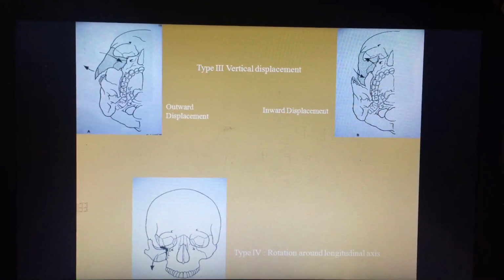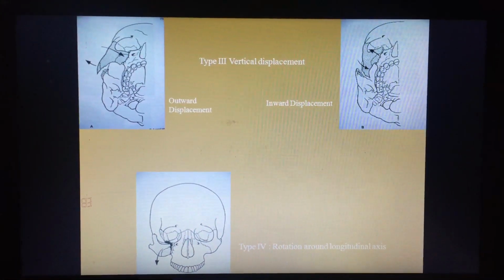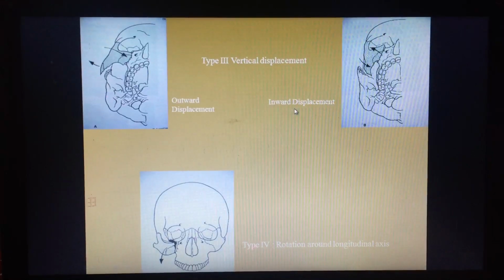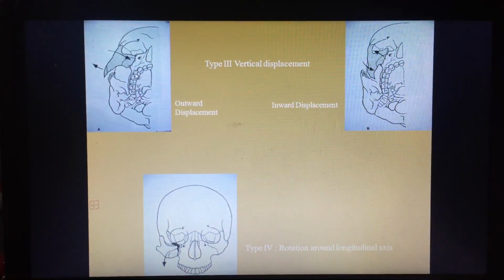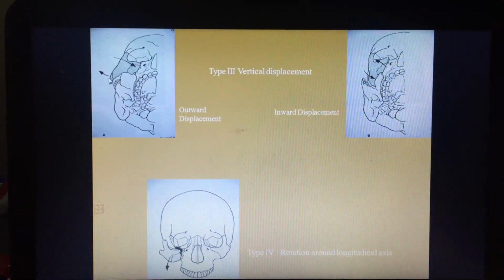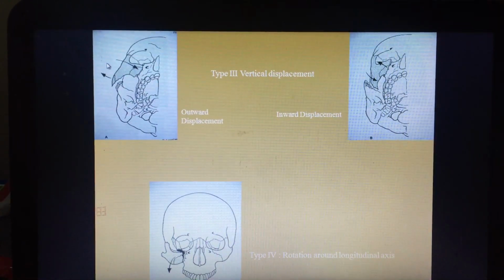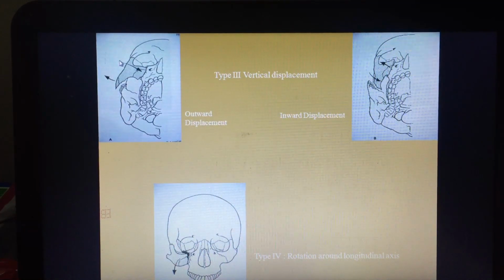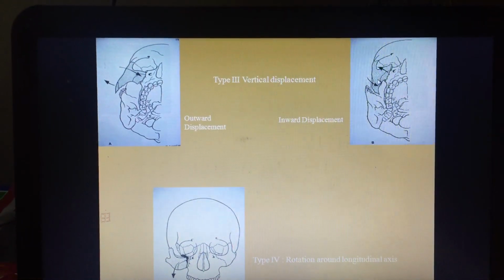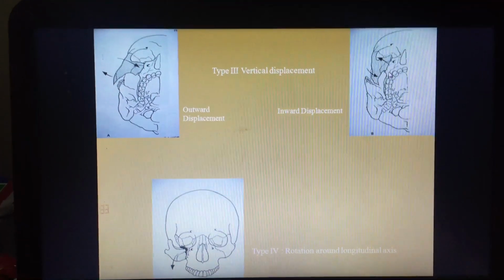Right? In this case, this is type 3, vertical displacement. When you talk of the vertical displacement, either it is outward displacement or the inward displacement. Here we are able to see that since the zygoma has been driven inside, the part of the zygoma has moved outside. This is the outward displacement of the zygomatic arch. In this, the whole of the zygoma has been displaced towards the inner side, right?